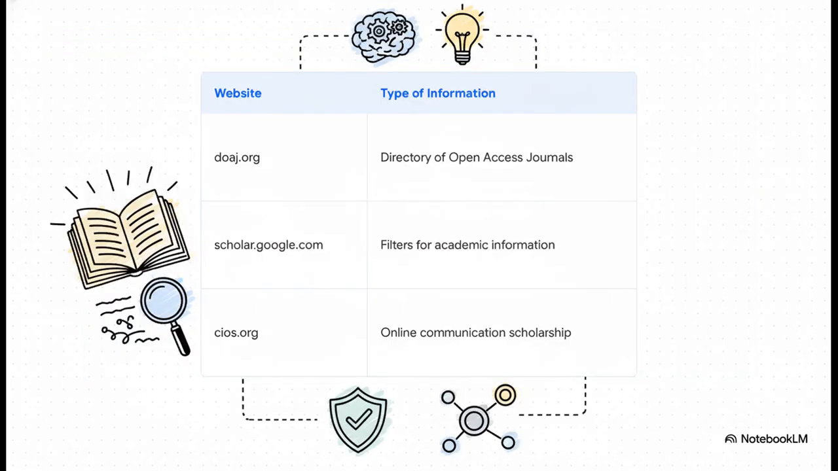Okay, and speaking of finding that info, where do you even start? This right here is your cheat sheet. Instead of just falling down a random internet rabbit hole, use powerful tools like the Directory of Open Access Journals or Google Scholar. They're built to help you find academic, credible sources. Seriously, these are your best friends.